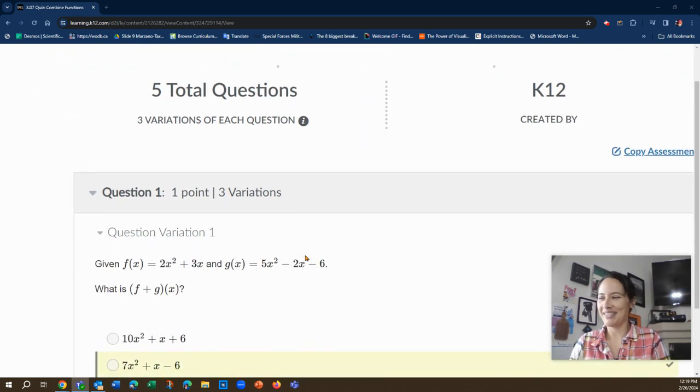There we go. It wasn't zooming in. f of x equals 2x squared plus 3x, and g of x equals 5x squared minus 2x minus 6. That's function notation. That's how you read that mathematically. What is f plus g of x? Now that's combining function notation, and it's exactly as you would think.